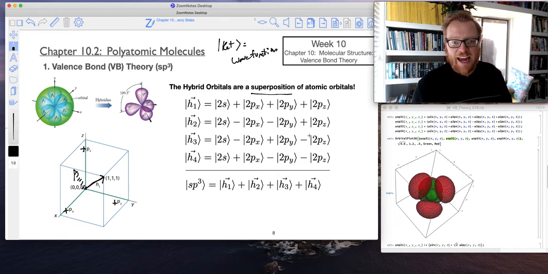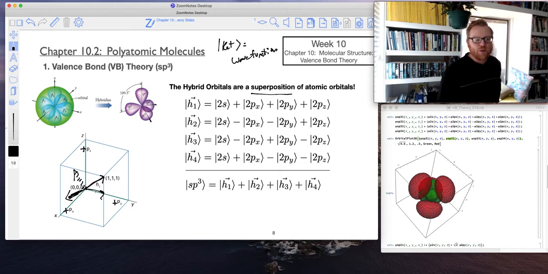And of course, if I did H3, now that's going to be into the negative z and the negative x, but in the positive y. And so that's going to look, let's see, something like that, right? It's going to go out into that direction. And then now, of course, the H4, the positive x and the negative y and the negative z, so that's going to make it go out something like that.